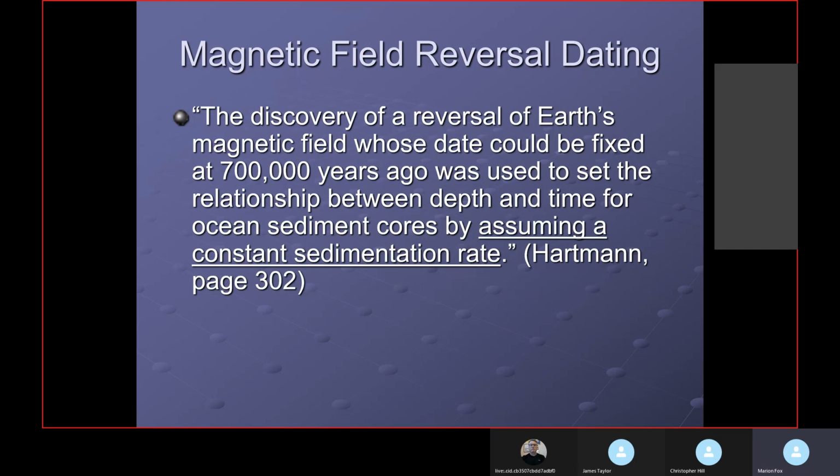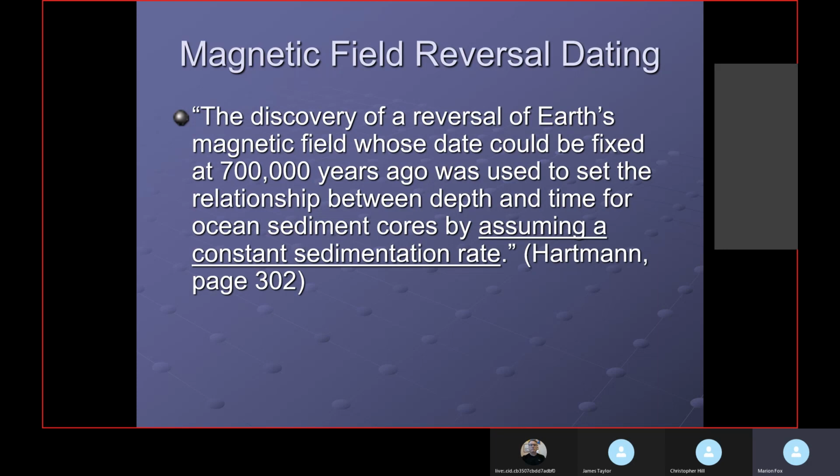Now we get to the magnetic field reversal dating. It could be fixed at 700,000 years ago, and was used to set the relationship between the depth and time for ocean sediment cores. So the reversal of the Earth's magnetic field, whose date could be fixed. So we fix that date, and we've done it at 700,000 years. How do we date that 700,000 years? Well, we assumed a constant sedimentation rate.